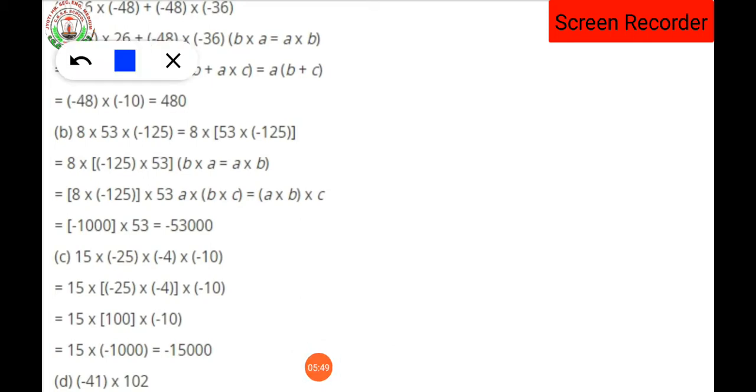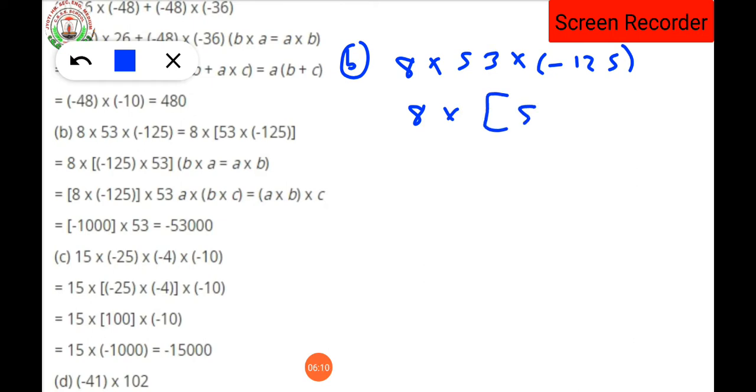And how to use the commutative property, I will explain to you. What is the question in the B part we are having? That is 8 into 53 into minus 125. This number we are having. So we can make a pair like this, 8 into 53 into minus 125. We can write it like this.